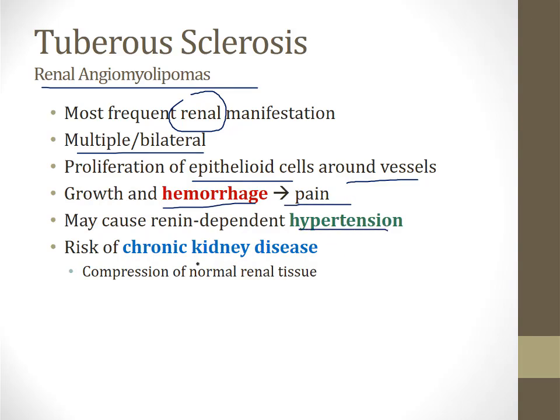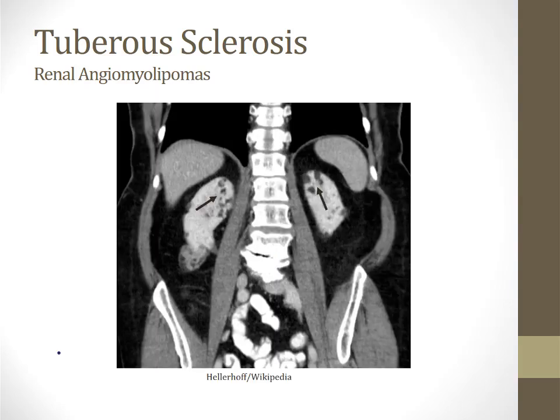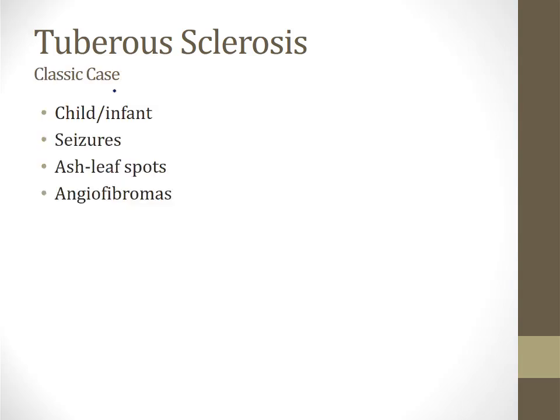And there is a risk of chronic kidney disease among people with tuberous sclerosis, and that's because these angiomyolipomas can get so large they can compress the normal tissue and lead to kidney failure. And here's an image with the black arrows indicating presence of bilateral lesions in the kidneys. These are angiomyolipomas. So the classic case of tuberous sclerosis to know for your board exams is a young child or an infant who develops seizures, and then a physical exam reveals evidence of ash leaf spots and angiofibromas.